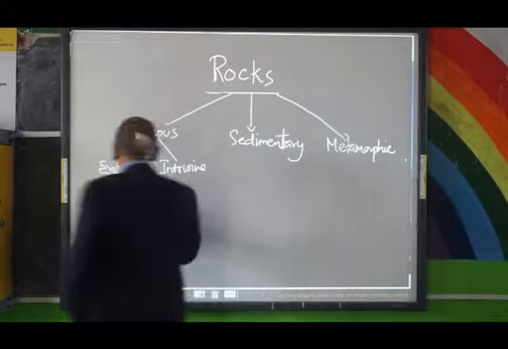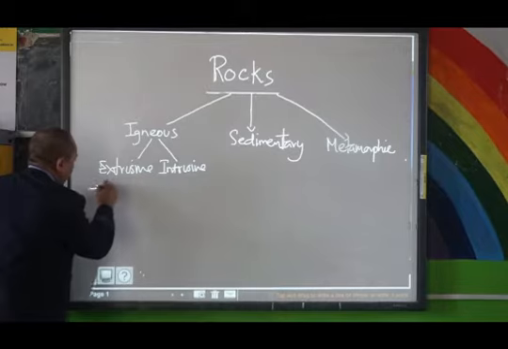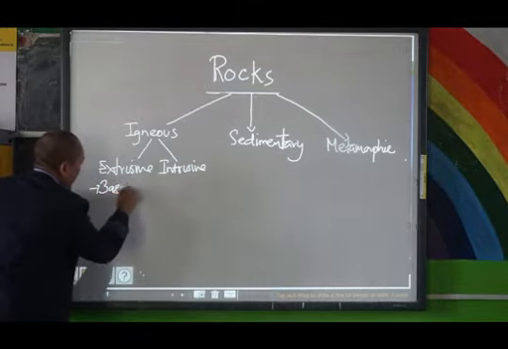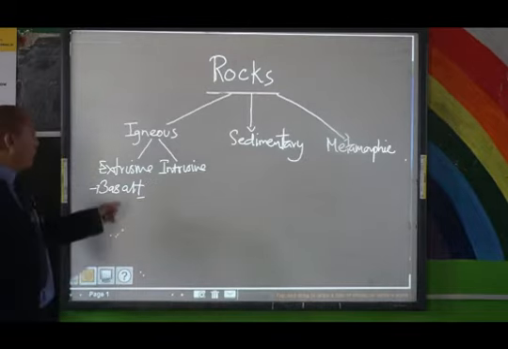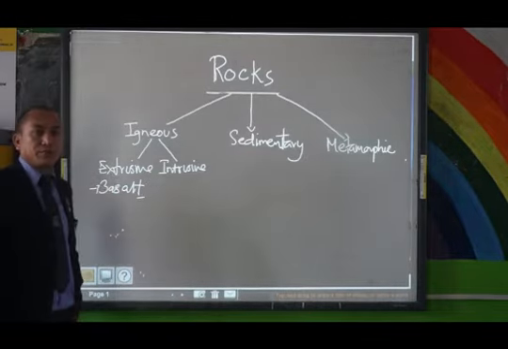The example here you can see is basalt. Basalt is an example of an extrusive igneous rock.